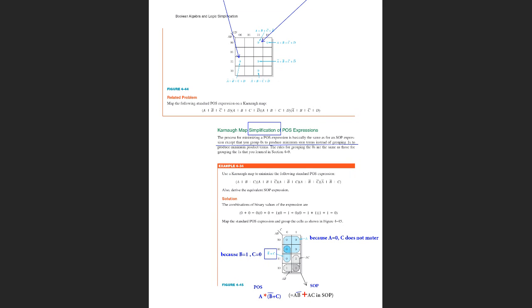So adjacent cells work the same way as they did in SOP. The number of variables we eliminate corresponds exactly to the same. By the way, if all the cells contain 0, which means 8 cells in a group of 8, 2 power 3 is 8, so we eliminate 3 variables. It would mean that the whole expression is always equal to 0.